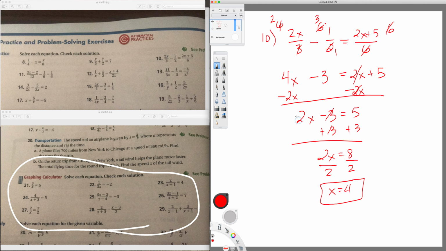Nice answer. See if we can check this. 8 over 3 minus 1 over 2. Yeesh. I'm sure it works, but I don't want to check it. So let's move on to number 11.